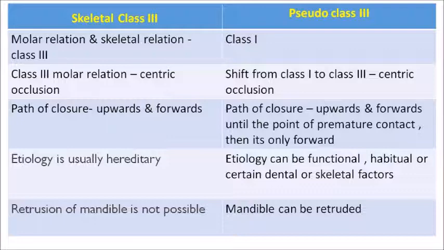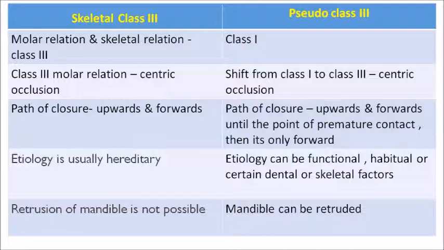But there are certain scenarios in which the patient will give you a class 3 appearance, like when you ask the patient to bite in a centric occlusion, the patient will have a class 3 appearance. But this is not a true class 3. That is because the patient is shifting to class 3 malocclusion because of some premature contacts. So there should be a clear idea about how a true class 3 or skeletal class 3 will appear, and how a pseudo class 3 can manifest. It's extremely important that you identify the class 3 malocclusion as true or pseudo, because your entire treatment planning depends on the diagnosis.